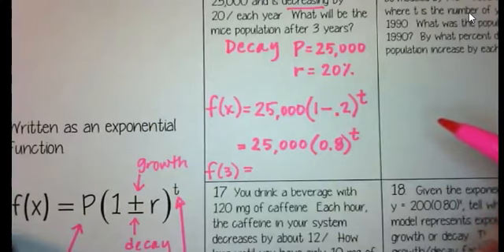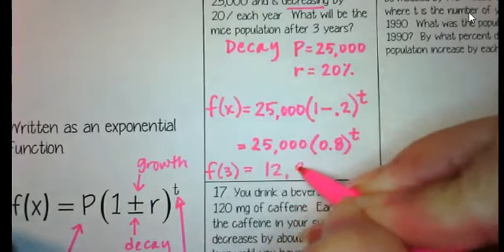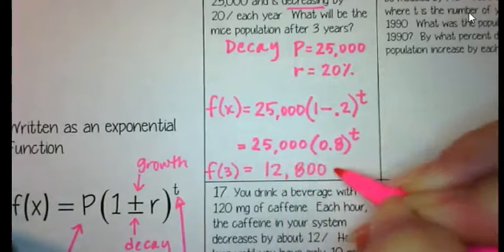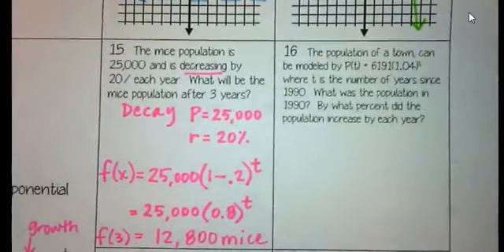So 25,000 parentheses, 0.8, close the parentheses, exponent 3, then we will have 12,800 mice. All right, next up, another population question.